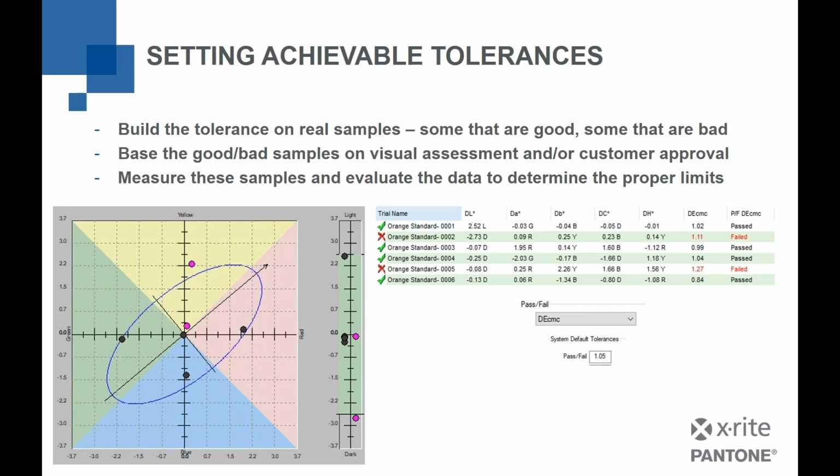It's easy in our software because you can click on the delta E CMC column and sort them to identify it, and then make a decision about where I need to put my tolerance in order to get as many of my good samples to pass as possible, and as many of my bad samples to fail as possible. Typically, if I'm using delta E CMC, you find the lowest delta E of the sample that you want to fail, and make sure your tolerance is less than that so that you don't pass anything that the customer would reject. So that's one way for us to set an achievable tolerance.